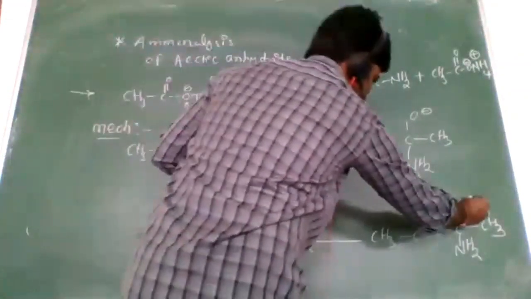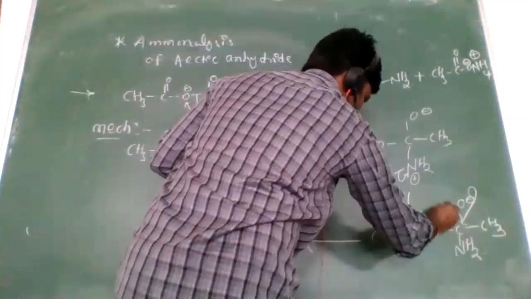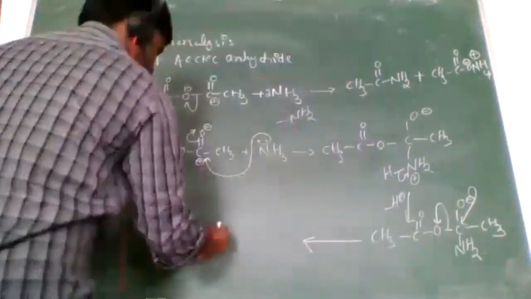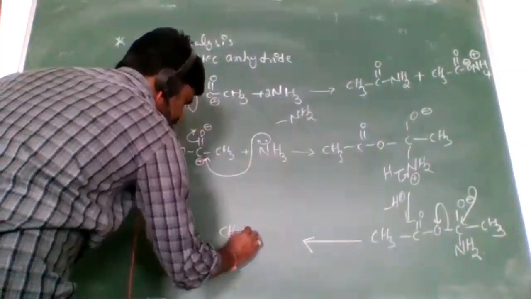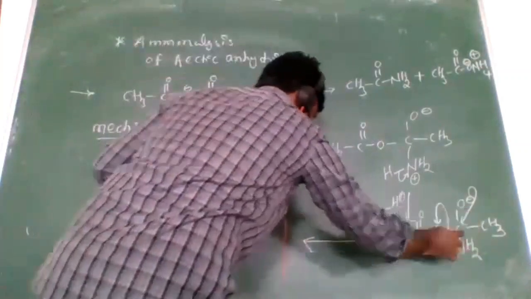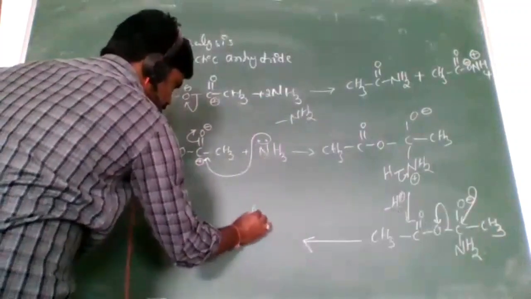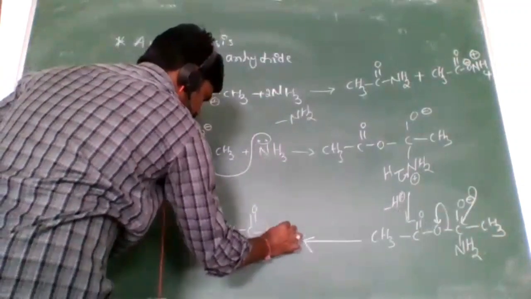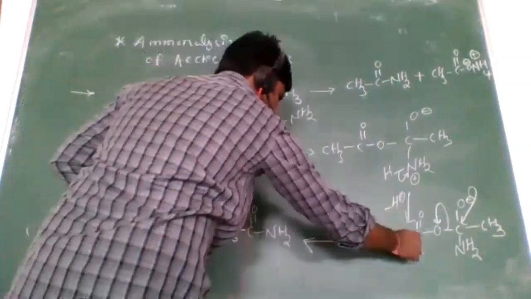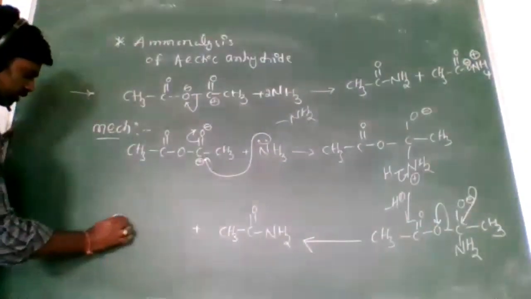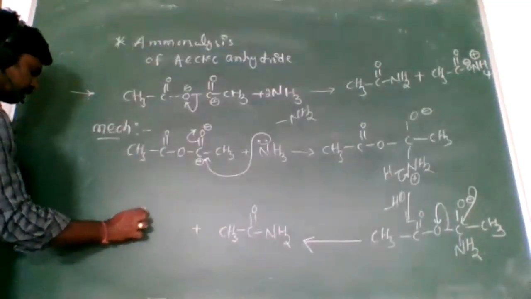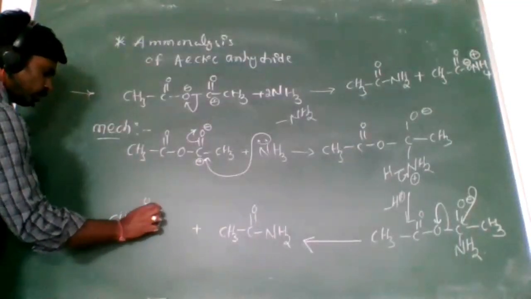These electrons shift to the inside. Now these electrons shift to the oxygen side. So finally we get first of all CH3 C double bond O NH2, this one. The remaining CH3 C double bond O plus CH3 C double bond O minus.